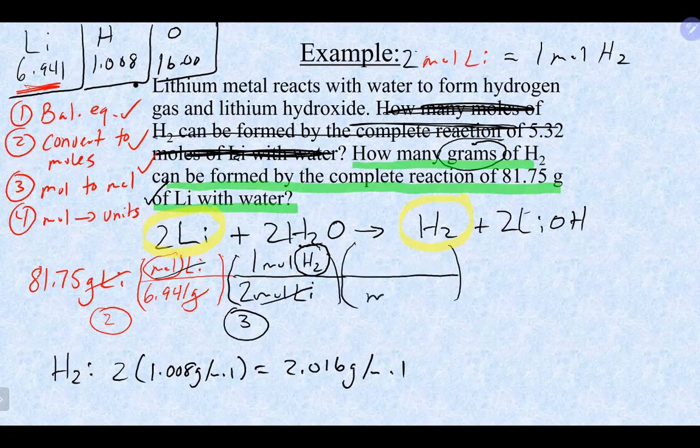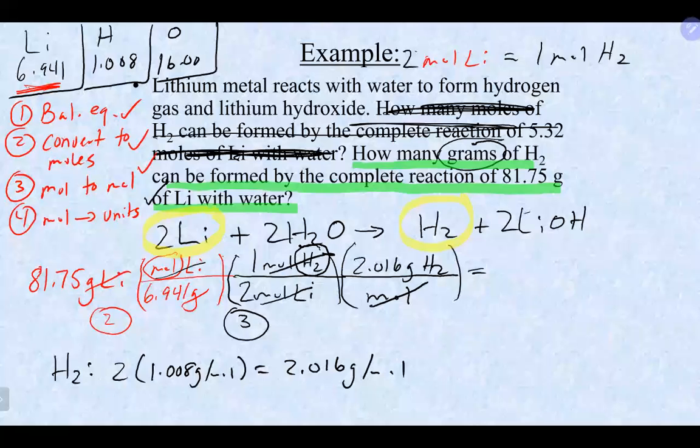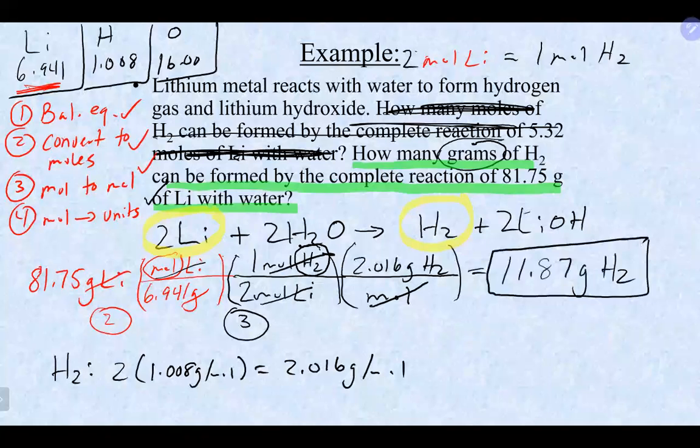And we'll use that as our final conversion here. Once again, moles are going to go on the bottom and the grams will go up on top. The moles of H2 will now cancel. And basically, we're going to multiply across the top, which is 81.75 times 2.016. We're then going to divide by the bottom, which is 6.941 and a 2, I think. Going to give us 11.87 grams of H2. And since H2 is a product, any product that you calculate from the equation is basically known as the theoretical yield.